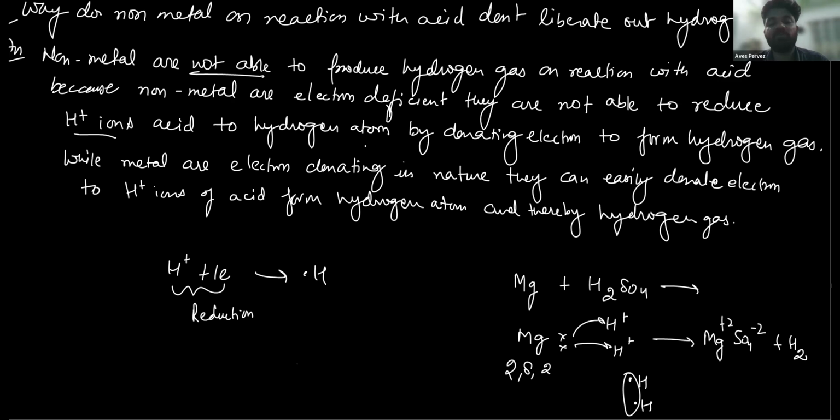They cannot reduce H plus ions of acid to form hydrogen atoms by donating electrons to form hydrogen gas. While metals are electron donating in nature, they can easily donate electrons to the H plus ions of acids to form hydrogen atoms and thereby hydrogen gas. Got it? So please note it down.